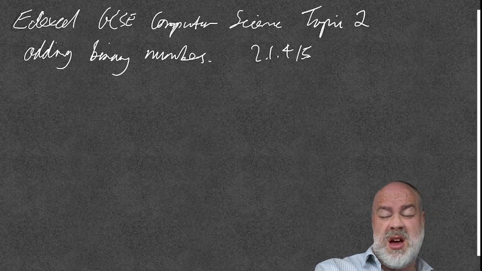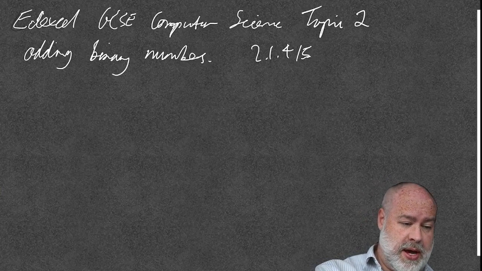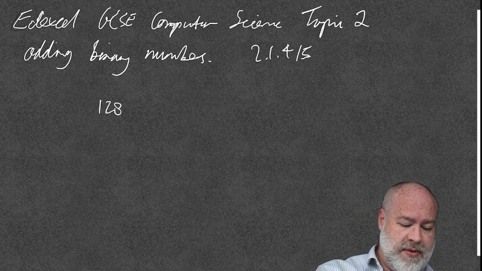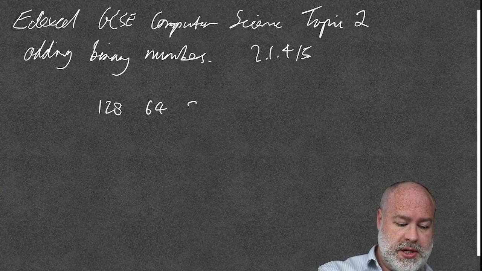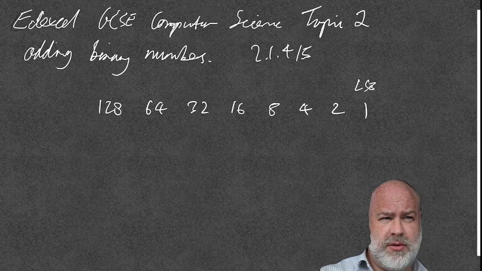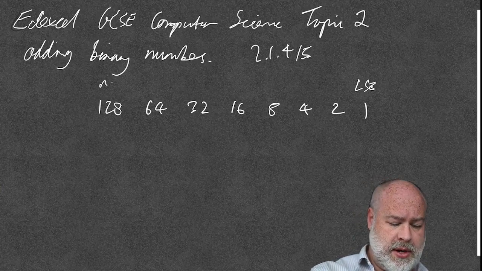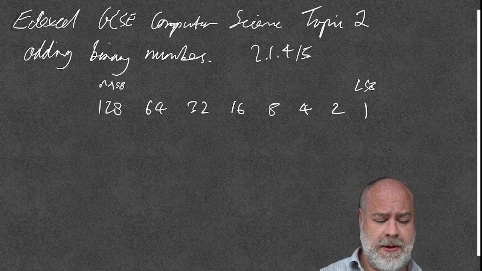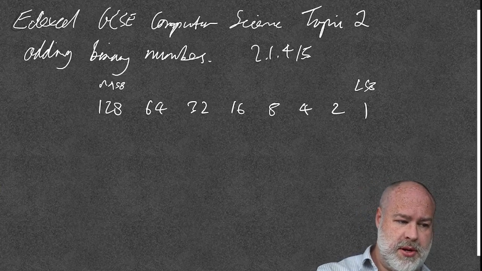So I'm going to make up 2 binary numbers. I'm just going to put the values up here, which I suggest you do to get familiar with them. The least significant bit, 2 to the power 0, is 1. The most significant bit in an 8-bit system, 1 byte, is 2 to the power 7, 128. So the total pattern is 256.